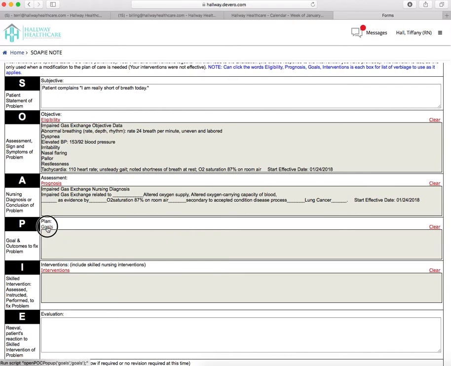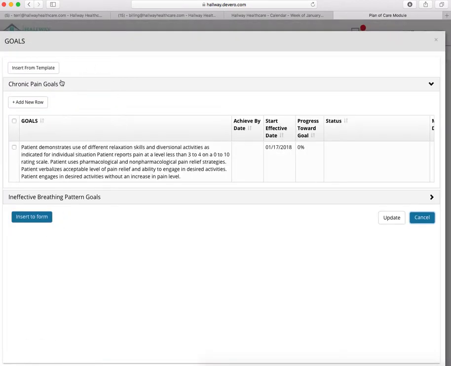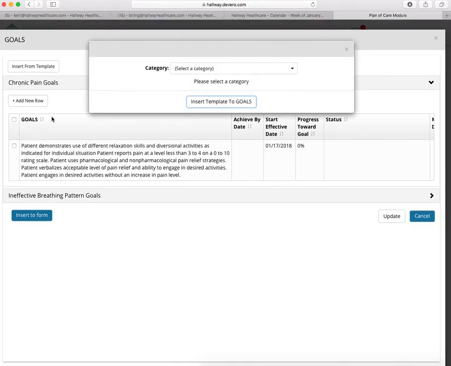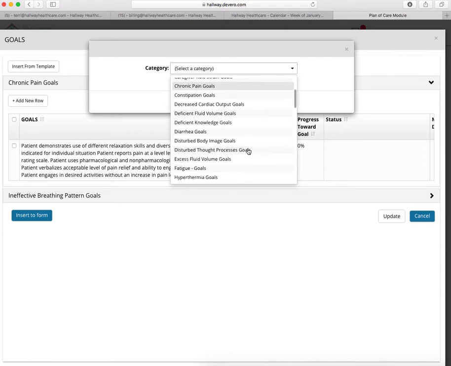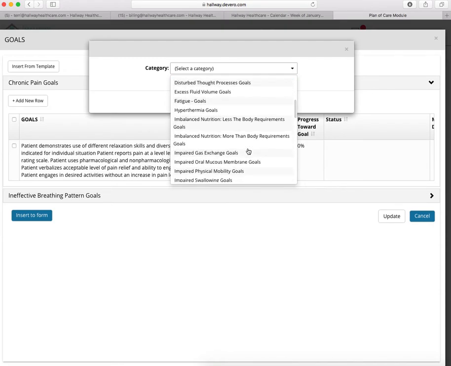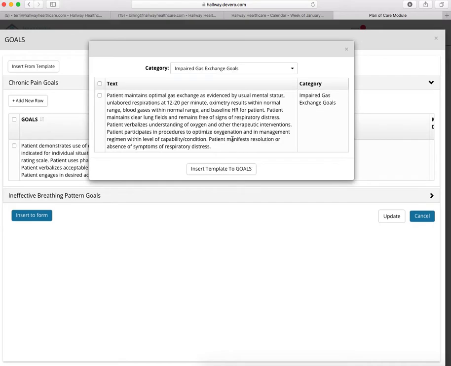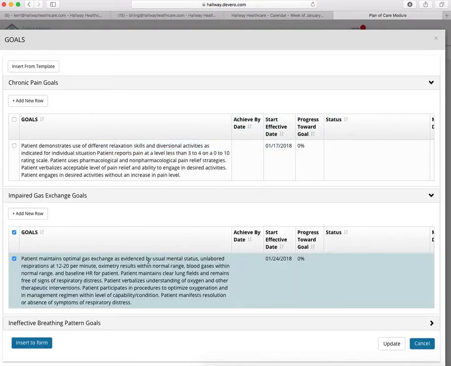Now I'm going to go to my goal. And again, we're going to insert from template, because impaired gas exchange obviously is not an option here. And again, I'm not going to choose a goal of activity intolerance or chronic pain. I'm going to be flowing and match exactly what my care plan already is, which is impaired gas exchange. And I select the goal, insert template to goal.